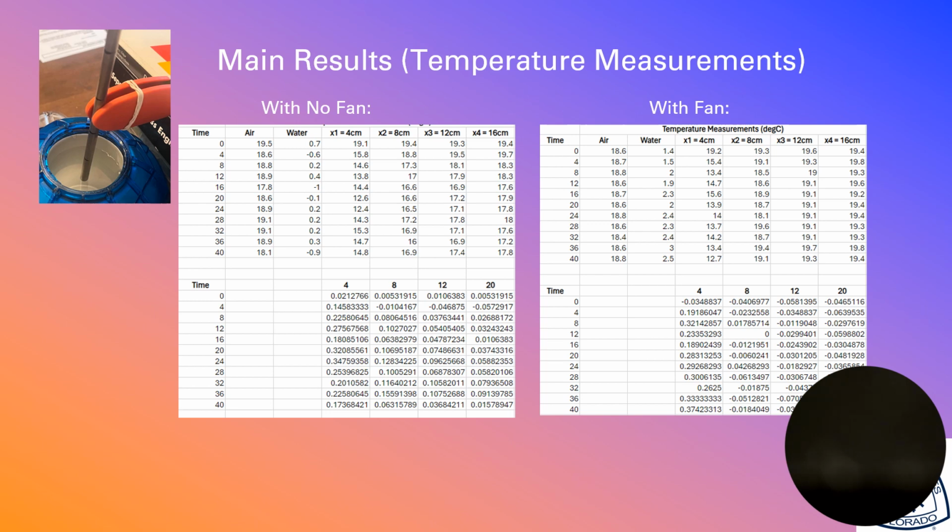For the main results, these 2 tables show multiple trials with and without the fan present, where temperature was measured every 4 minutes at the 4 different points across the rod, along with the temperature of the air and water. By solving an unsteady state temperature profile, we can get to an expression for temperature as a function of position and time. After this, the data collected can be used for a data fit with the analytical solution to find the heat transfer coefficient for both cases.